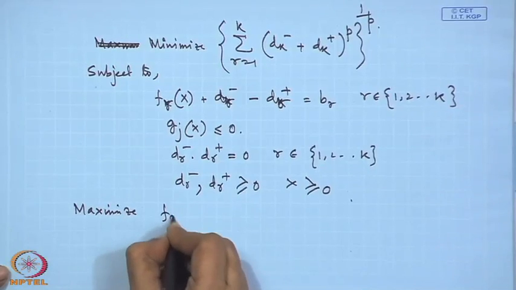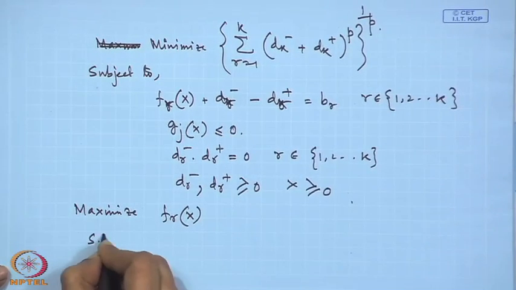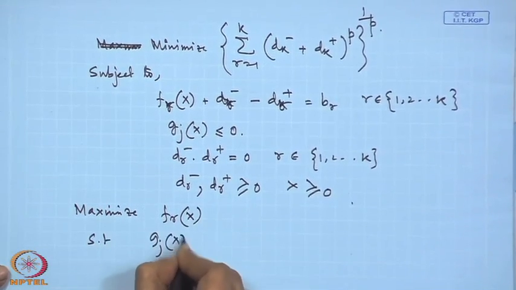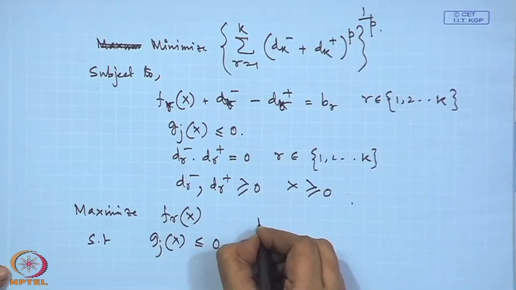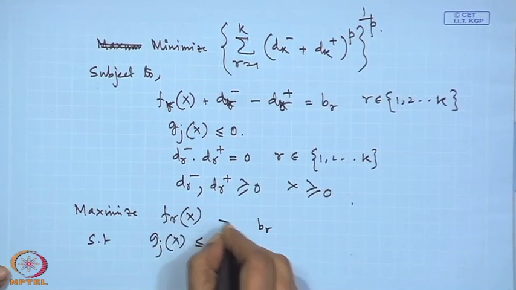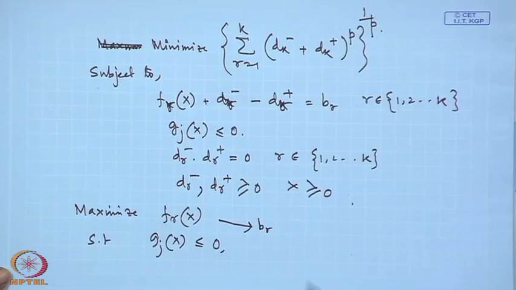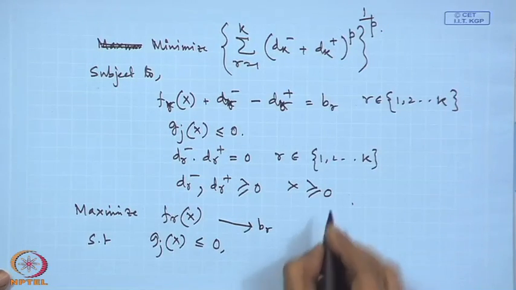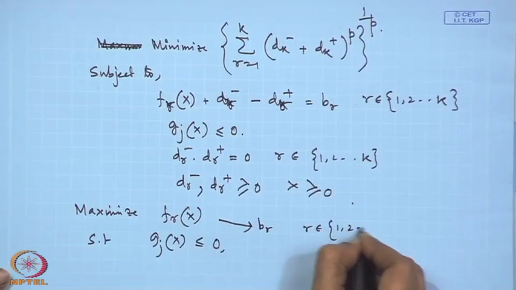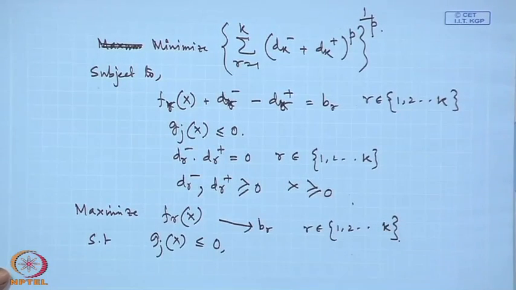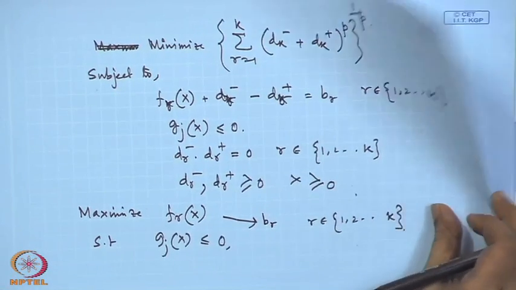How to do it? We will simply maximize each objective function, say f of x, subject to g j x less than or equal to 0, and whatever solution we get out of it can be named as BR. That means we want to achieve this value, and r is 1 to k. Okay, that is the goal programming technique.